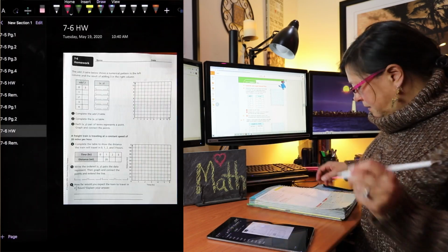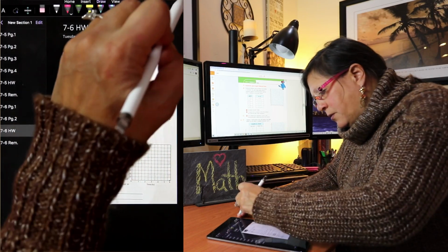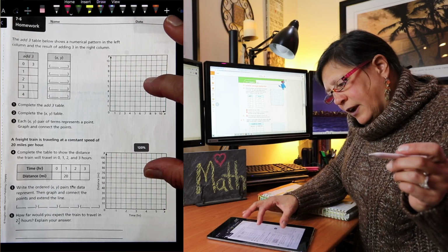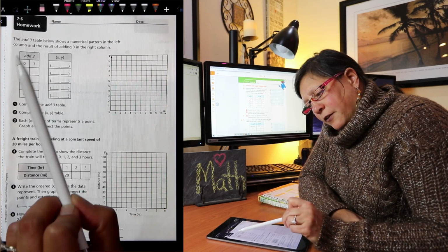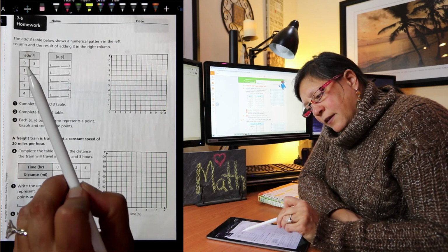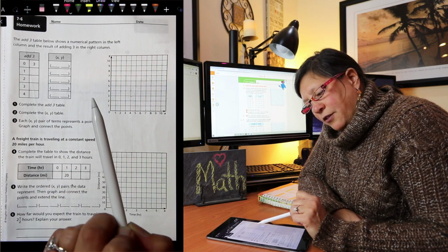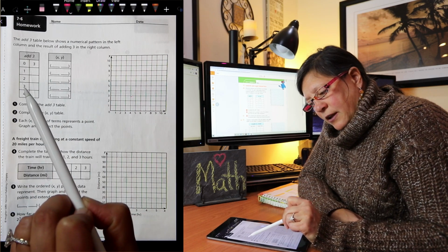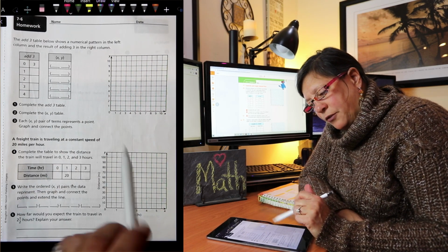Okay. 7-6 homework. All right, 7-6 homework. You are going to be doing the same thing we just did in our activities. The add 3 table below shows a numerical pattern in the left column, result of adding 3 in the right column. So every number you have, add 3. So at 0 you add 3, you get 3. 1, add 3. 2, add 3. 3, add 3, and 4, add 3. You follow the rule all the way through.